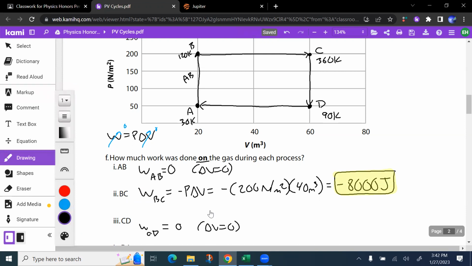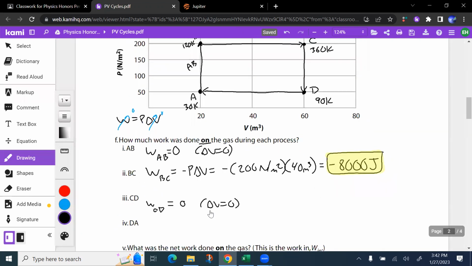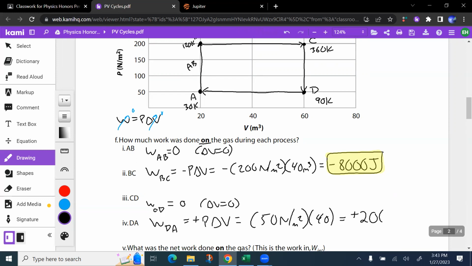Now for part 4, from D to A, the work done is work done on a compressed gas. So that's going to be positive pressure times the change in volume. The pressure is at 50 now. The change in volume is still 40. I know it's going from 60 down to 20, but remember, you're compressing the gas. Compressing the gas increases the energy of the gas, and an increase in energy is considered positive work. Well, this would be 2,000 joules done on the gas.